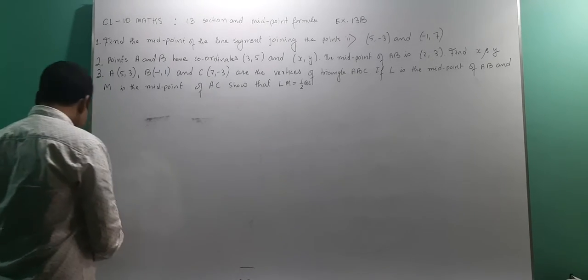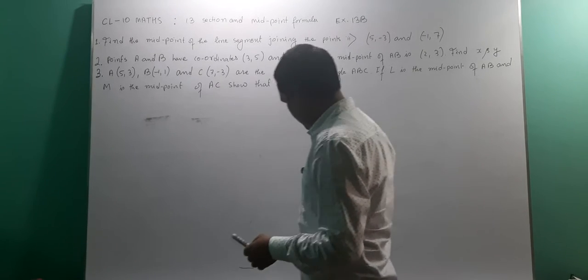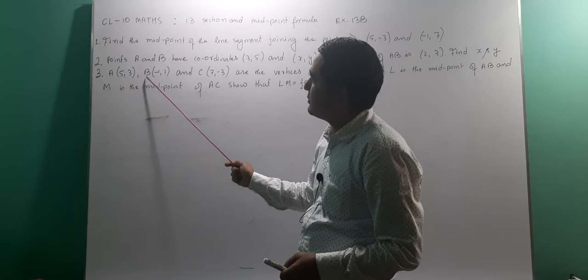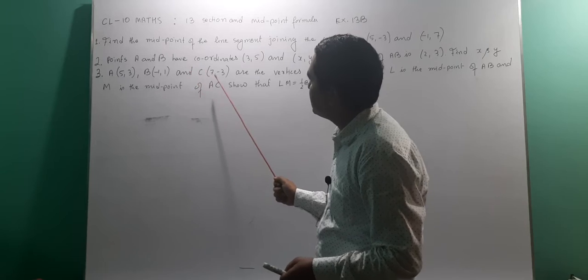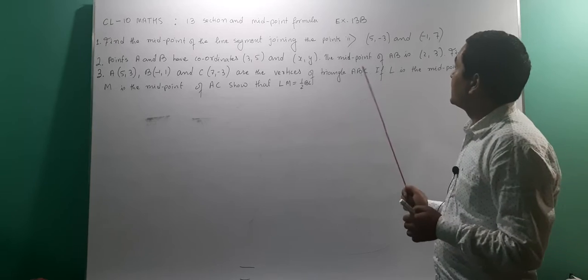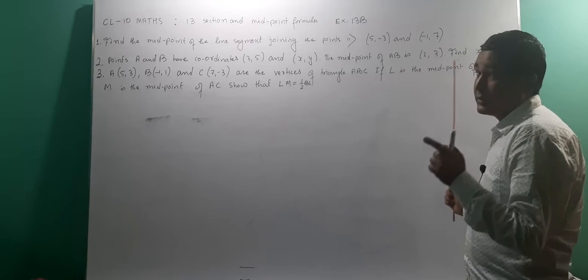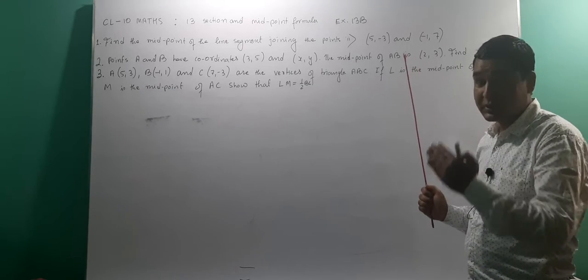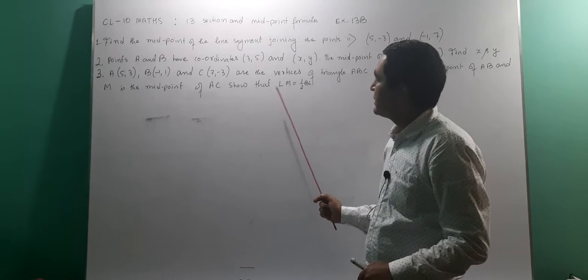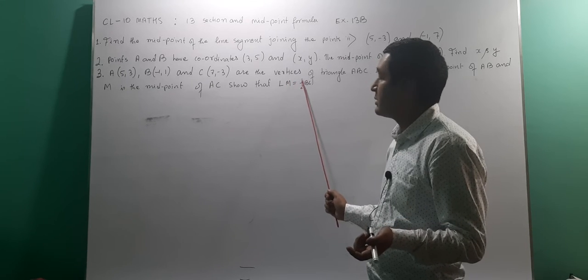Now question number 3. Look here. Coordinates A is 5, 3, B is minus 1, 1, and C is 7, 3 are the vertices of a triangle. That means corner points of a triangle. Vertices means corner points. If L is the midpoint of AB, where is L? L is the midpoint of side AB, and M is the midpoint of AC, so that the distance LM equals half of BC or not.